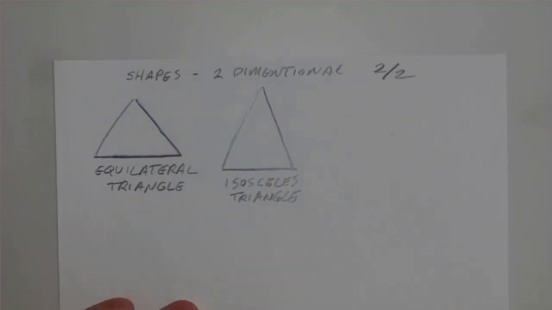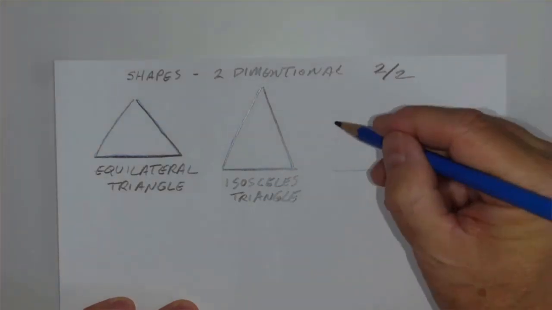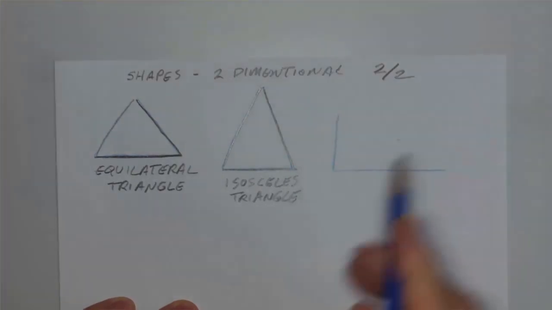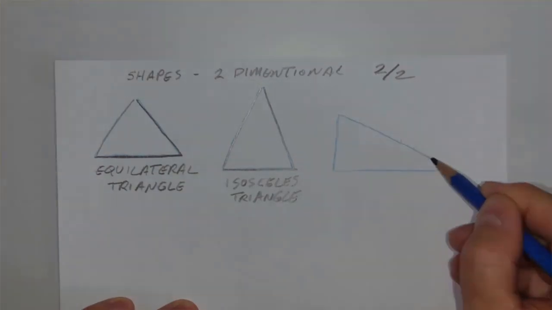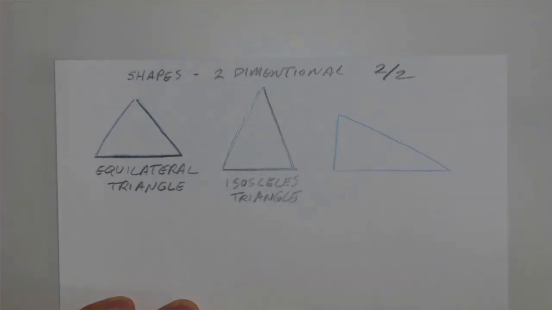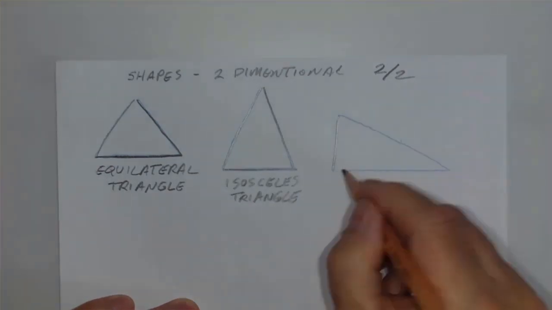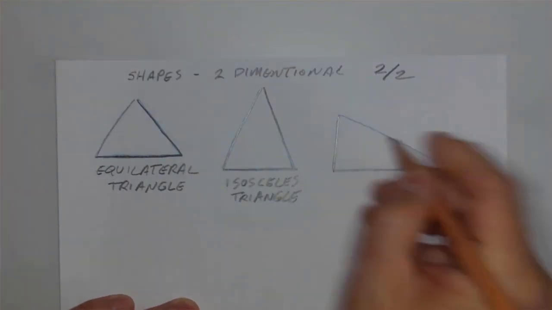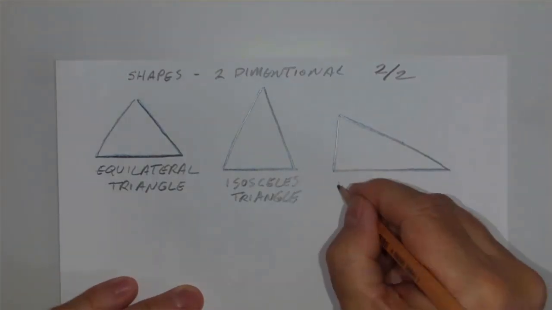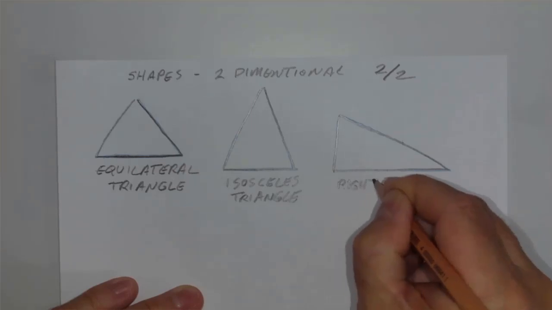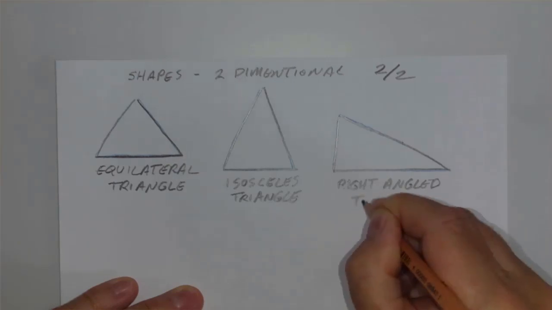Now, I've got one more. I've got a few more triangles here. So I'm going to do one that has a horizontal line, a vertical line, and then connecting up those sides. So this one is a right-angled triangle.